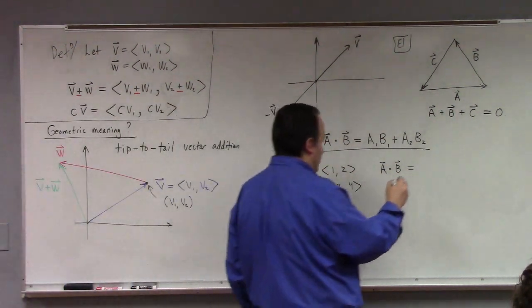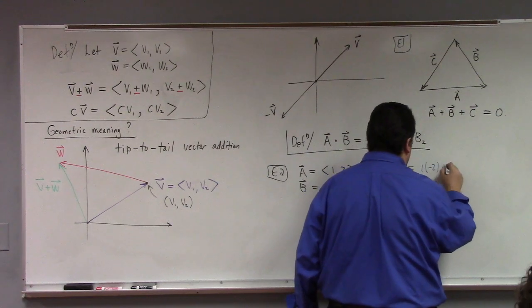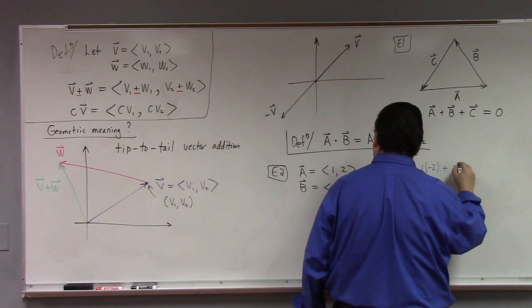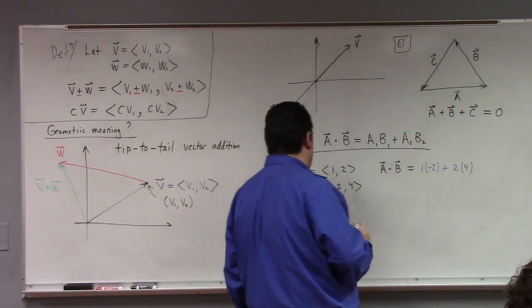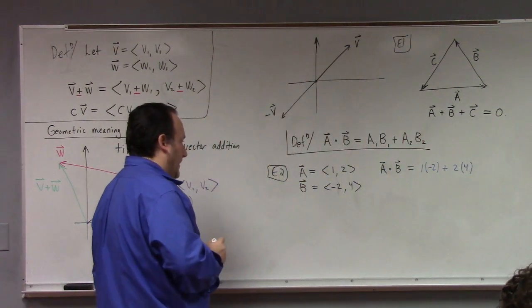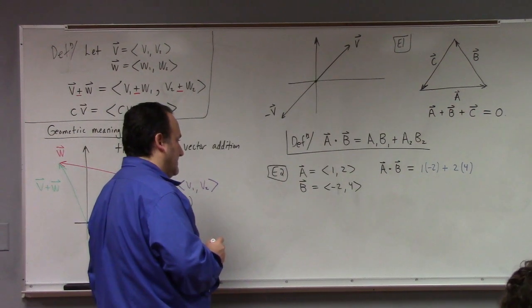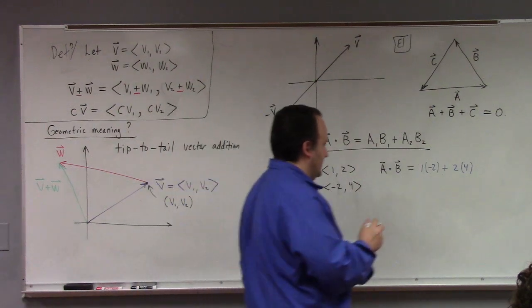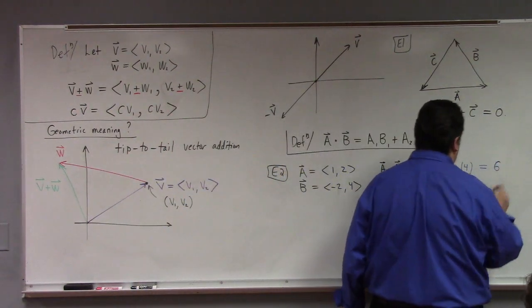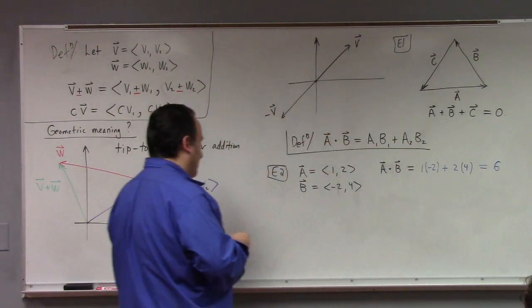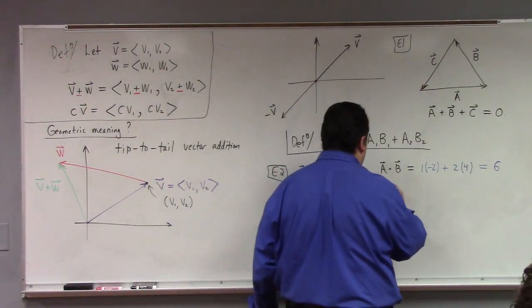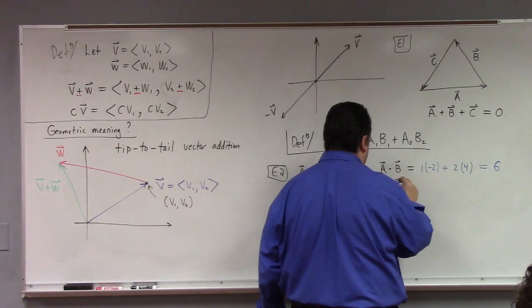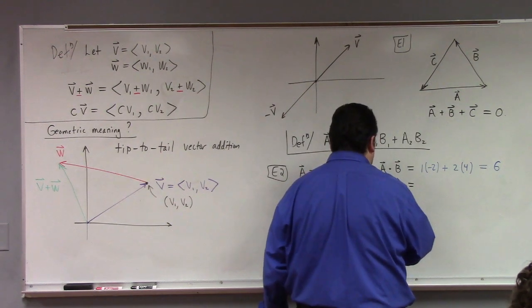So I do 1 times -2 plus 2 times 4, and that gives me what? I heard a 6. Very good. All right. Let's see here. What is A dot A? What's B dot B? Can you guys tell me?